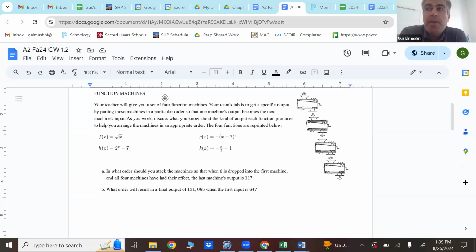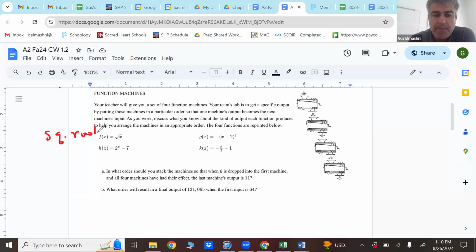Okay, so I'll do part A to kind of get you guys started, and then I'll have you guys do part B in your groups. So you have 4 functions, right? You have root x, negative x minus 2 squared, 2 to the x minus 7, and negative x over 2 minus 1. And just so we are familiar with what each type of function is, this is a square root function.